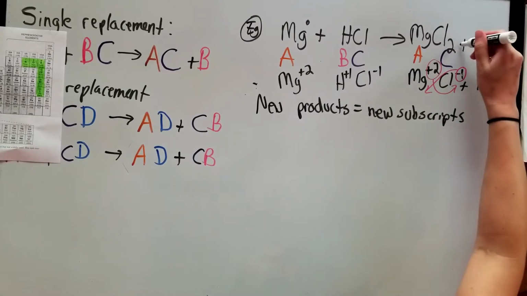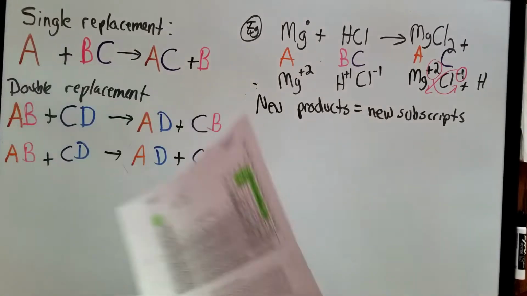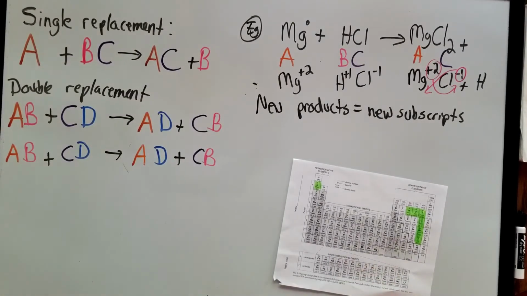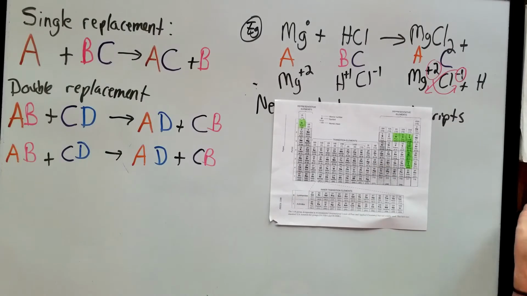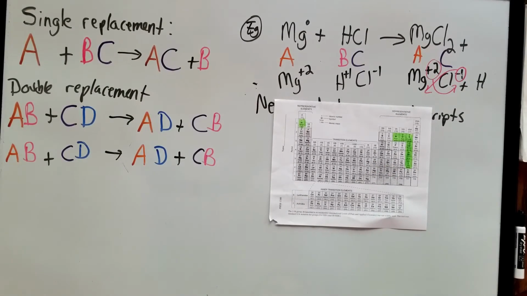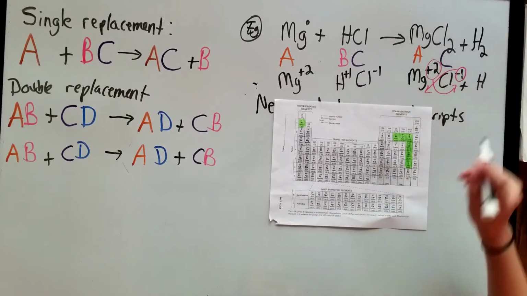What is my other product going to look like? Well, I just have a H. Now, is H stable by itself? It is not. We talked briefly about this in class. So there are certain nonmetals, and I have them highlighted in green here on this periodic table, that always form diatomics in nature, because this hydrogen atom by itself, it is not stable. Okay, so it pairs up with another hydrogen atom to become H2. Okay, so H2 is the other product.